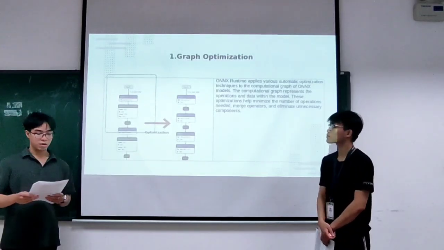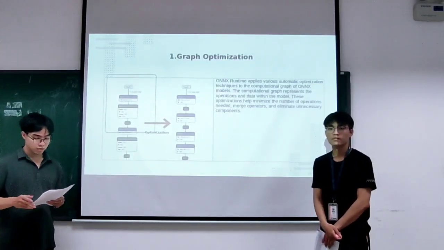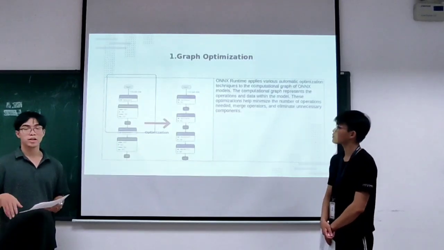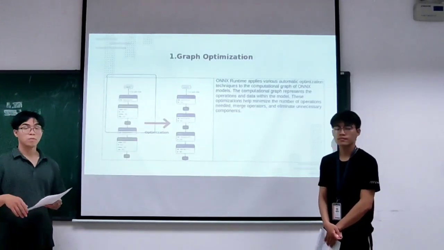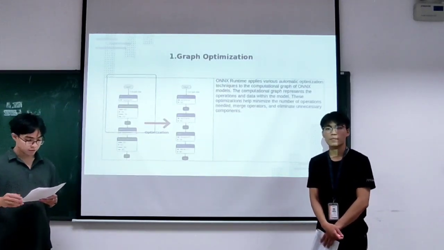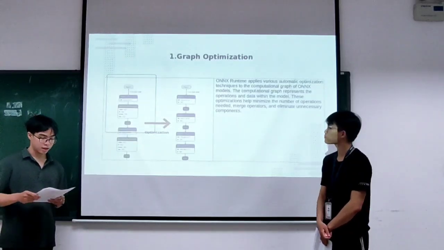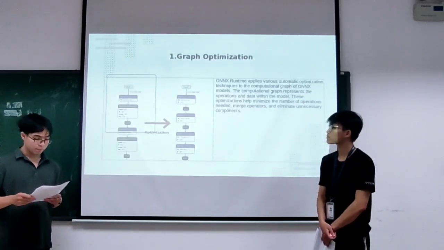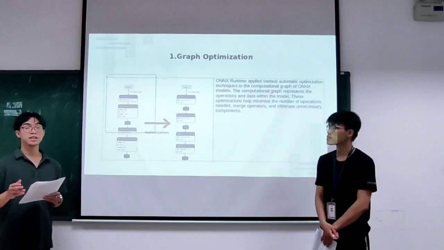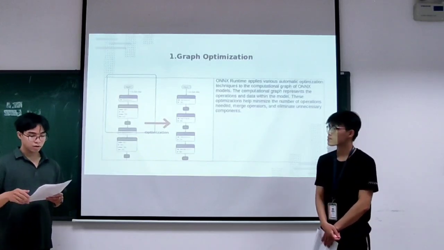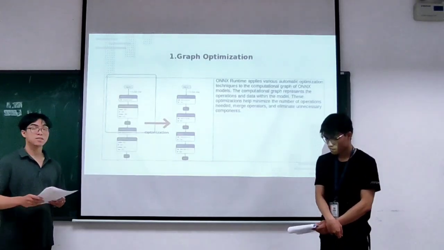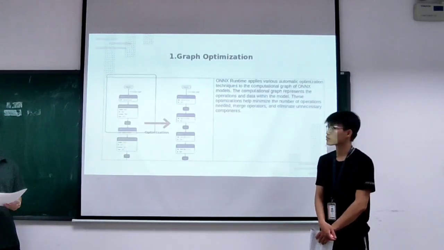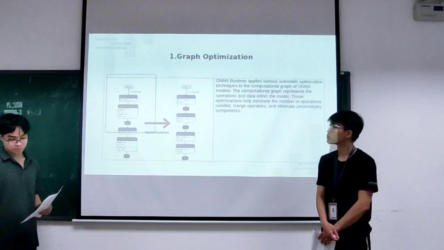ONNX Runtime applies various automatic optimization techniques to the computational graph of the ONNX model. The computational graph represents the operations and data within the model. The optimizations minimize the number of operations needed, merge operators, and eliminate unnecessary components. In this topic, we will introduce 3 types of optimization.